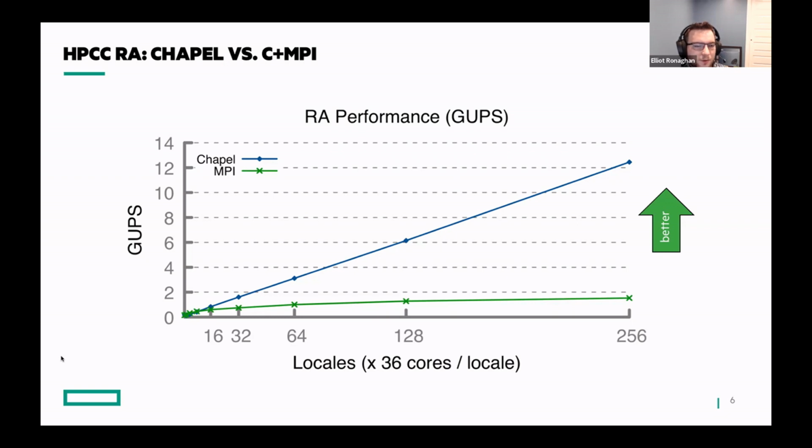For this particular benchmark, we see that MPI tops off at just under 2 GUPS at 256 nodes, and Chapel is able to achieve 12 GUPS here. This benchmark is a really natural fit for Chapel, and we're able to map this down to network atomics on the Cray XC hardware. So it's a particularly good fit and one that we can optimize really well for.